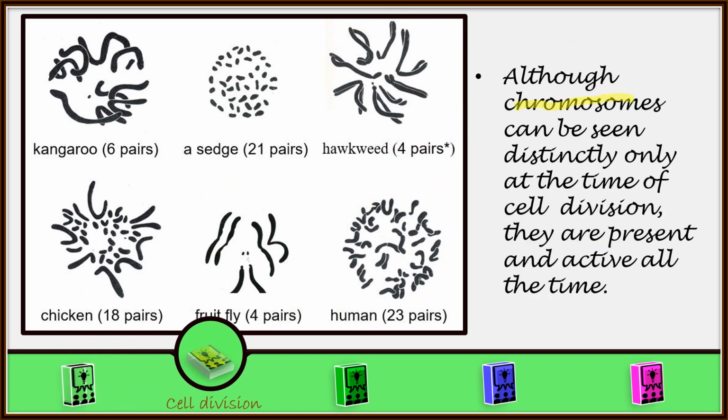Although chromosomes can be seen distinctly only at the time of cell division, they are present and active all the time. Though we saw that in the cell before cell division the chromosomes are not distinct, the chromosomes are always present in the nucleus and they are always active.